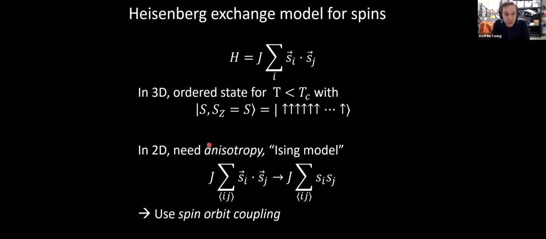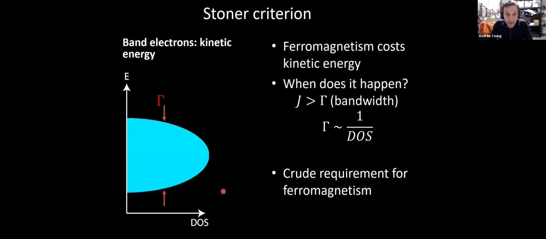So you need to restrict those moments to lie, let's say, out of the plane. And if you do that, then you get the 2D Ising model, which of course does have a phase transition. And so the way this is typically accomplished in materials is to use spin-orbit coupling, which allows you to endow the spins with some anisotropy, so they may prefer to be out of plane rather than point in arbitrary directions, even if they all want to align with each other.